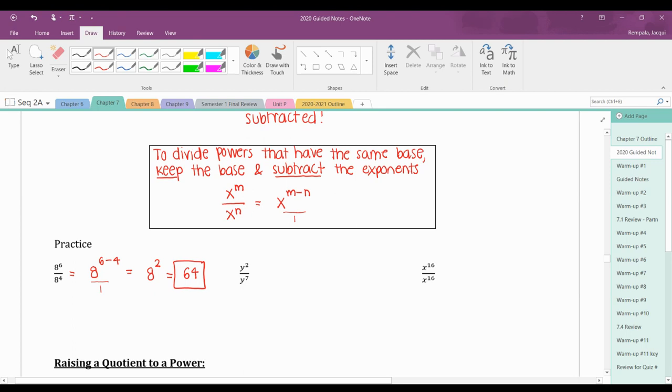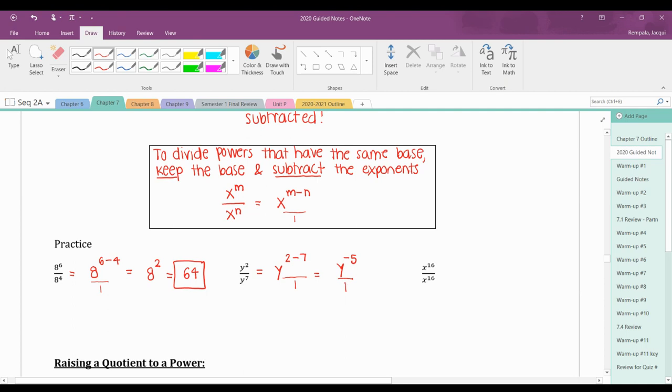In the second example, we have y squared divided by y to the 7th. They have the same base, which means that I'm going to keep that base of y and I subtract the exponents. So the top exponent was 2 minus the bottom exponent, which is 7. Once again, it's technically all over 1. That happens in the numerator. If I subtract, 2 minus 7 is going to give us -5. Notice that negative exponents I cannot have for my final answer.